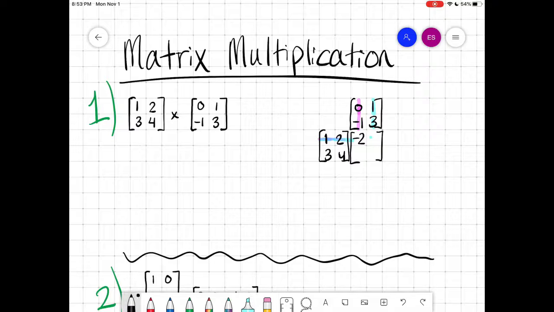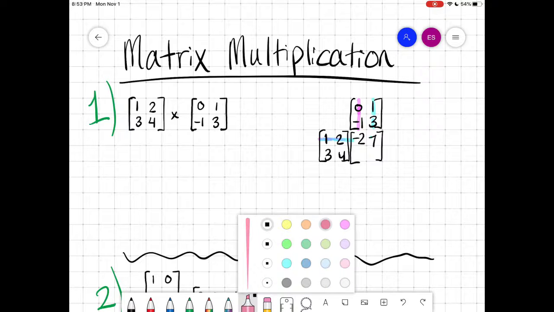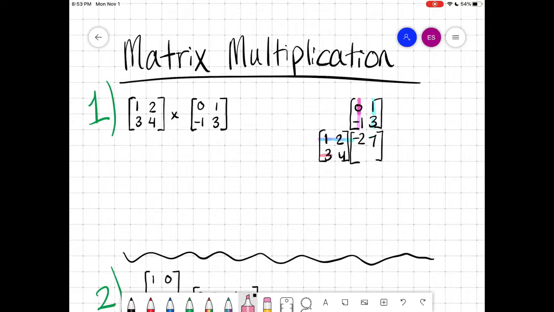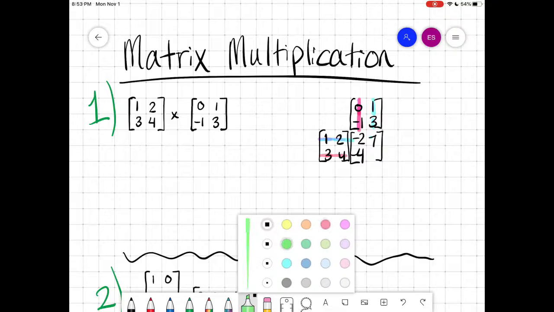Let's get the second one. 1 times 1 is 1 and 2 times 3 is 6. We add those together, we get 7. The third one, we're going to use the second row and the first column. 3 times 0 is 0. 4 times -1 is -4. Add those together, we get -4.